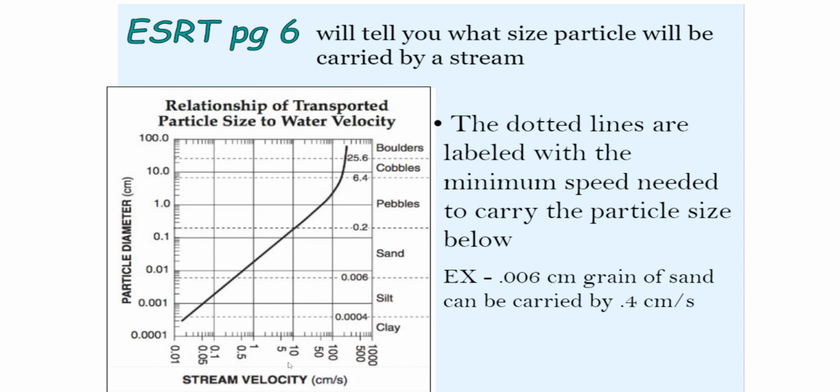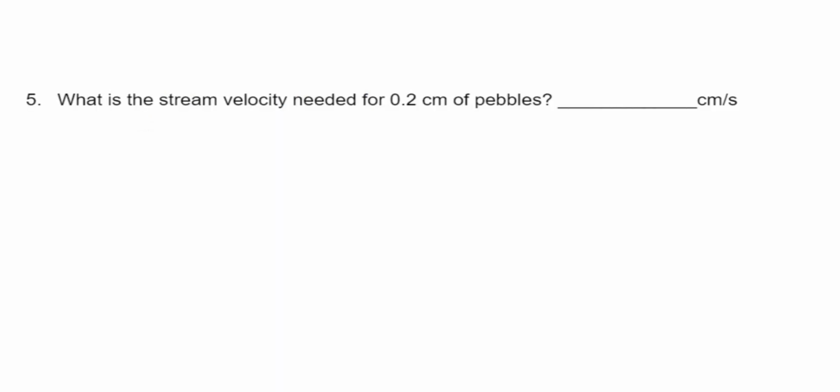And depending on how fast the stream is going in the x axis, the particle diameter, or how big of a particle of sediment can that river or stream carry, depending on its velocity or speed. Okay, so let's take a closer look. Let's look at number 5 on your worksheet. It asks, what is the stream velocity needed for 0.2 centimeters of pebbles?